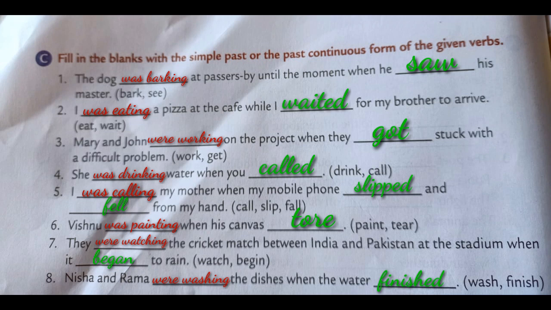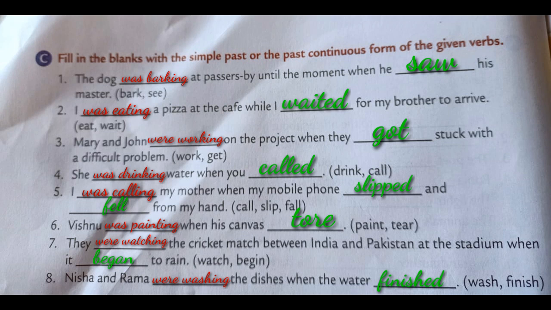Simple past. Third one, Mary and John were working on the project when they got stuck with a difficult problem. Here, given verbs are work and get. Mary and John are plural subject. So, were working. Then, get changed to got. Fourth one, she was drinking water when you called. Here, given verbs are drink and call. She is a single subject. So, was drinking. Call changed to called.